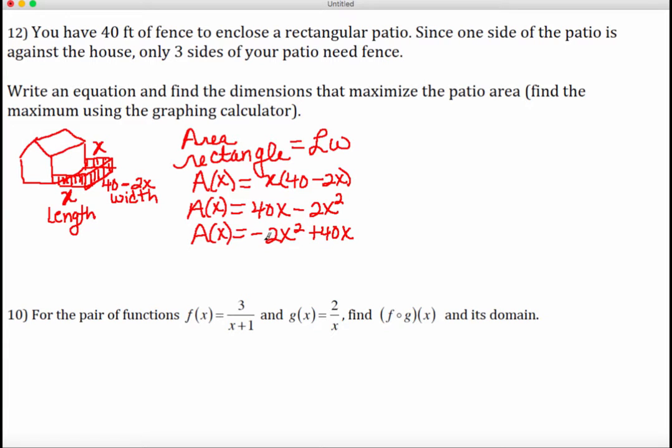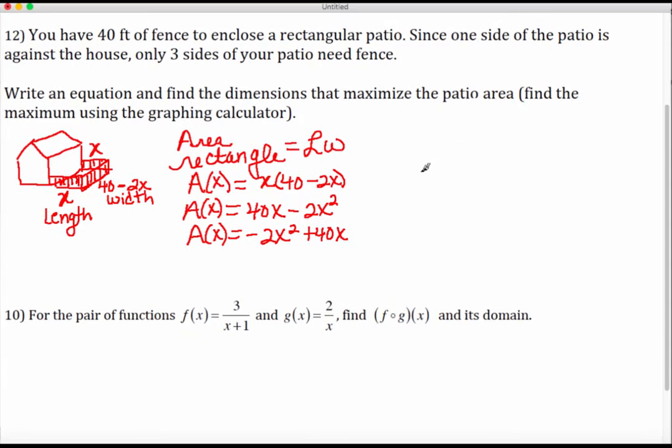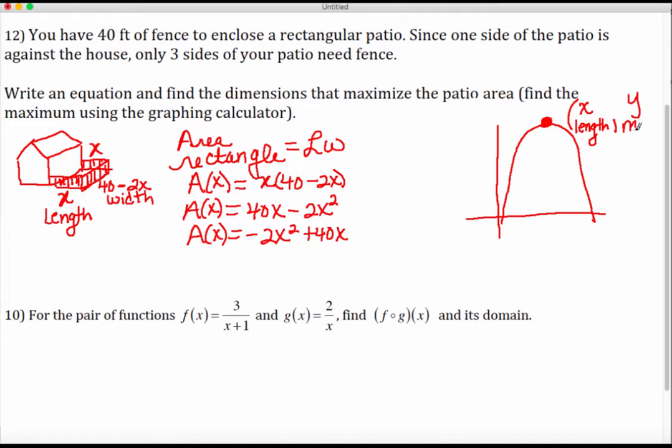Now I know that a negative x squared equation is going to give me a parabola, and it's going to give me an upside down parabola. And the parabola is going to look something like this. And what you need to do is put that into your graphing calculator and figure out this max point. That max point is going to be your length that you're cutting off, as well as the area or the max area. That's what it's going to give you.